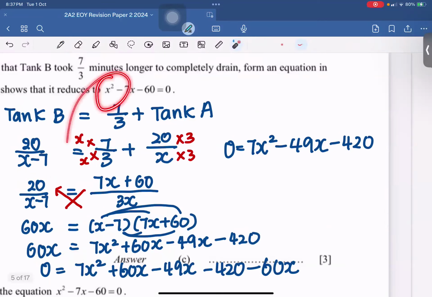Here is x squared, but this one is 7x squared. What can I do? Divide by 7. Yes, correct.